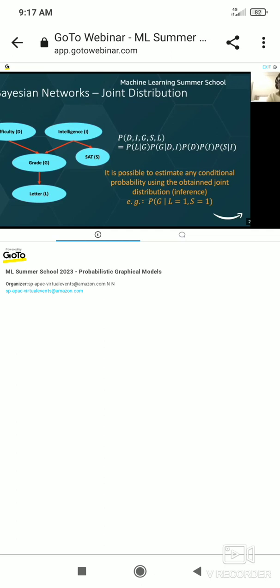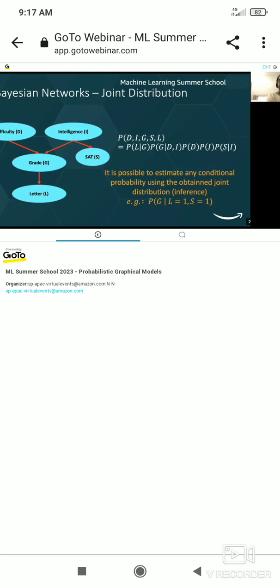And then moving further up, let's say we hit the difficulty node. We can see that nothing really influences difficulty. While difficulty influences the grade, the grade really does not influence difficulty. So the difficulty in some sense is an independent node or independent feature. So we just take the probability of difficulty and multiply it with the expression that we have gotten so far. And then the same story applies for intelligence. So you end up multiplying the probability of I to whatever product you had up till now.